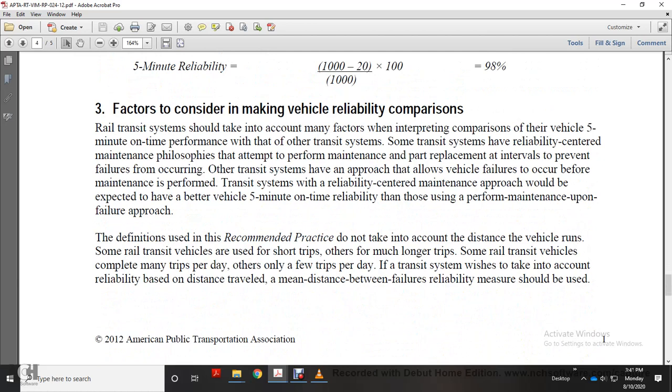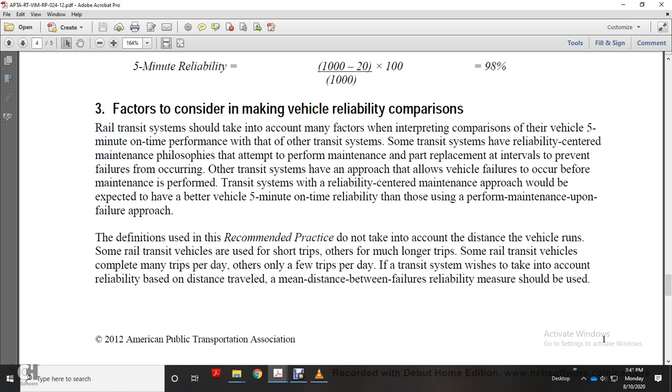The factors to consider when making vehicle reliability comparisons: rail transit systems should take into account many factors when interpreting comparisons of vehicle 5-minute on-time performance with other transit systems. Some transit systems use a reliability-centered maintenance philosophy, attempting to perform maintenance and part replacement at intervals to prevent failure from occurring. Other transit systems allow vehicle failures to occur before maintenance is performed. Systems with a reliability-centered maintenance approach would be expected to have better vehicle 5-minute on-time reliability than those using the maintenance-upon-failure approach.